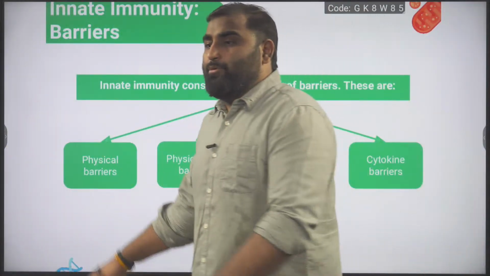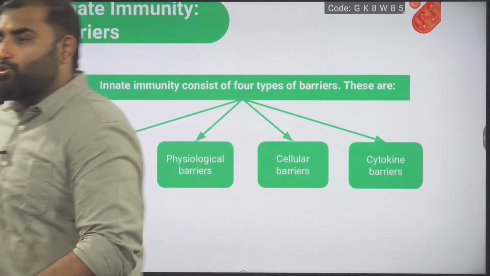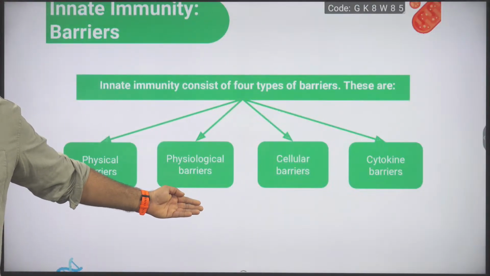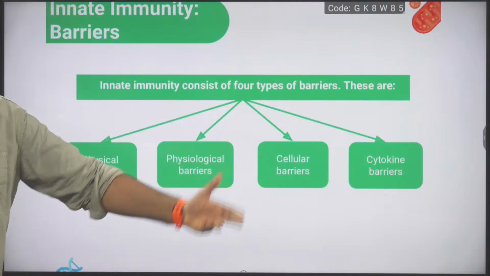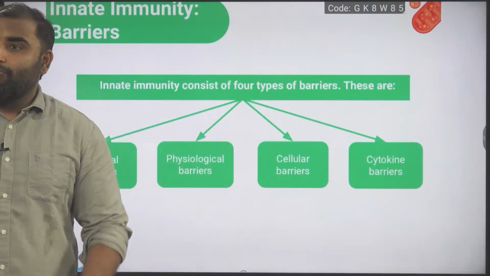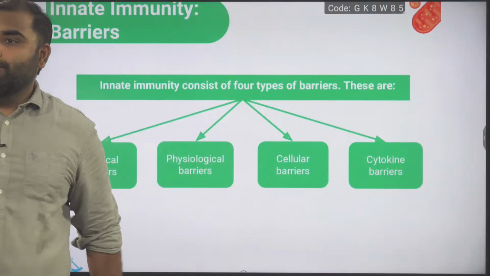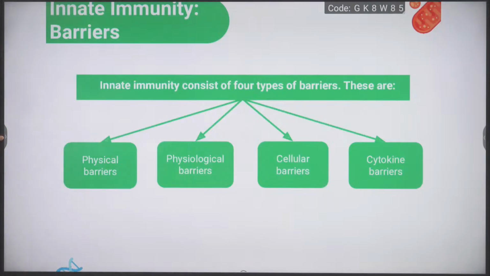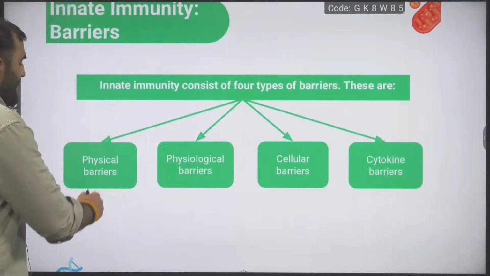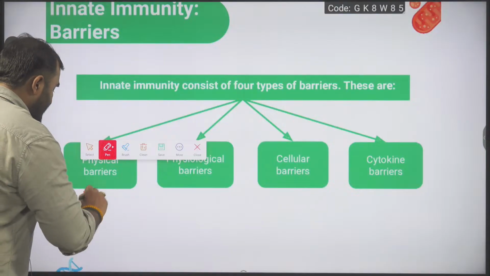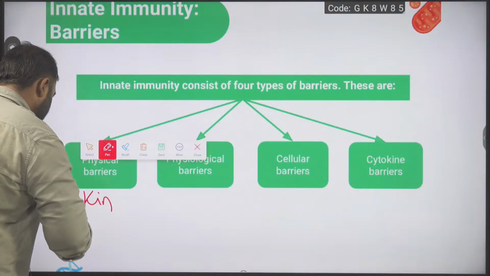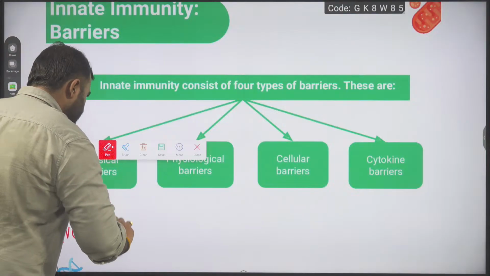What are the main components, Sushma? I have written here, beta, Sushma. Main components are barriers: physical, physiological, cellular, cytokine. Okay, one by one we will see the barriers. Physical barrier will be skin and mucous membrane.